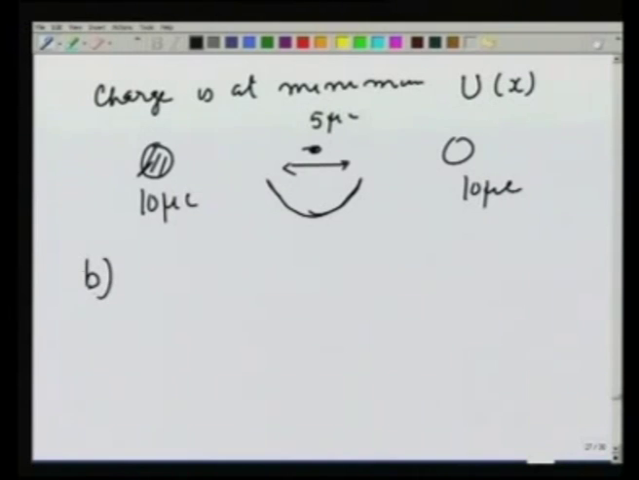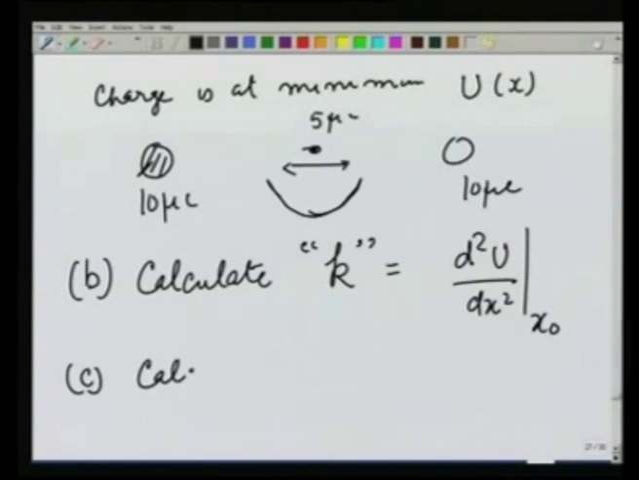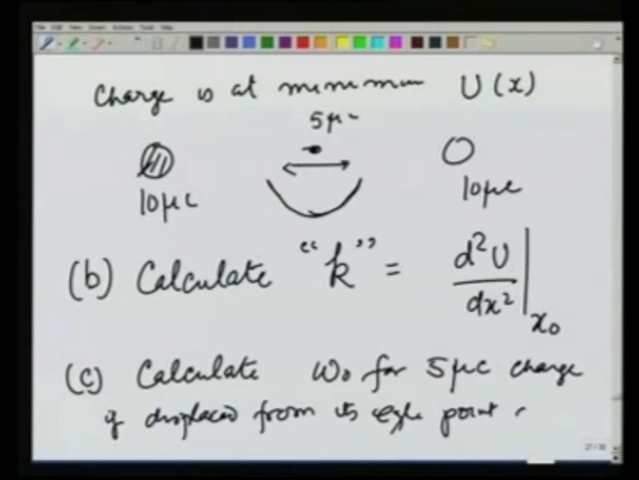Number 2, calculate the spring constant K, which we have already decided is d2u over dx square at the equilibrium point, and therefore, calculate the oscillation frequency omega naught for the 5 microcoulomb charge if displaced from its equilibrium point along, let's call this the x-axis.